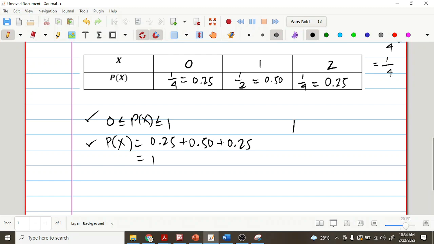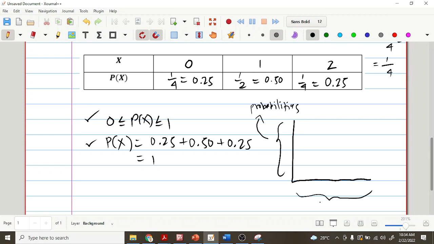Gumawa lang ho tayo ng parang Cartesian plane pero nasa positive quadrant. So yung line na to, dito natin ilalagay yung ating probabilities. And then yung part na to, dyan ilalagay yung mga values ni random variable. So ano yung mga values ng ating random variable? Just write it 0, 1, and 2.